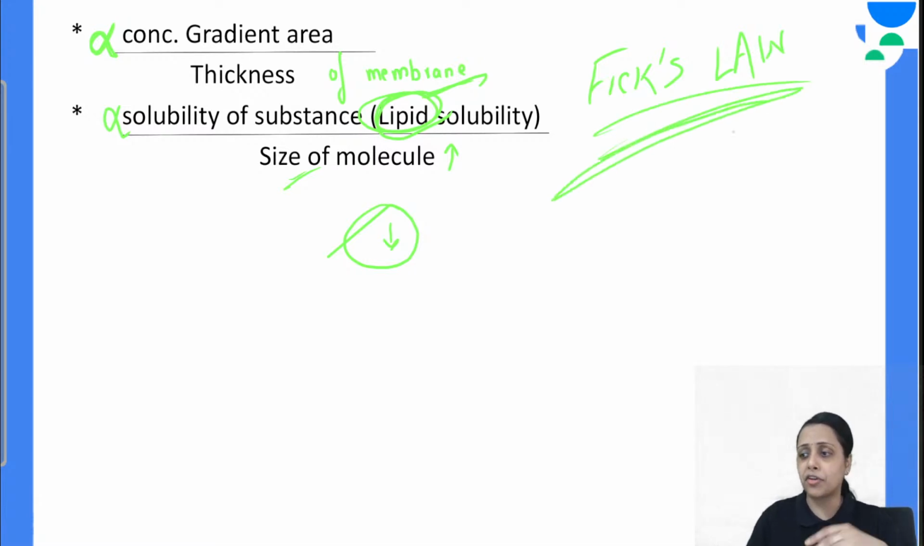Is this clear with everybody? All the points regarding simple diffusion. Is this clear? Do reply fast. Is this clear with everyone?